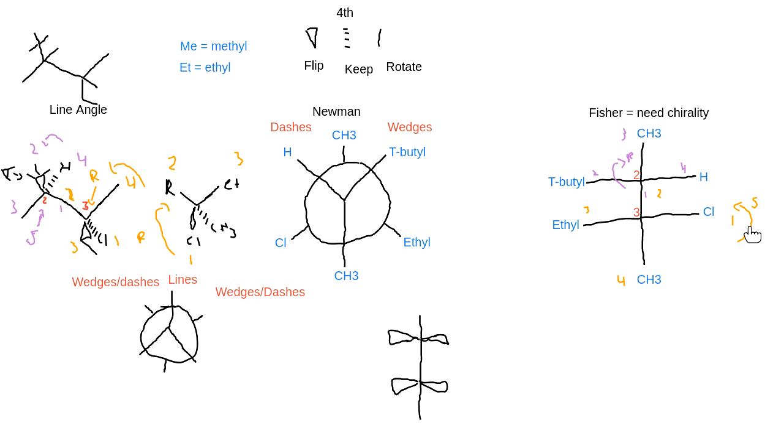Does that kind of make sense? I know I kind of butchered that a little bit, but Fischer's kind of hard to explain. So let me check this. So 1, 2, 3. Okay. Does anyone have any questions on line angle, Newman, or Fischer?